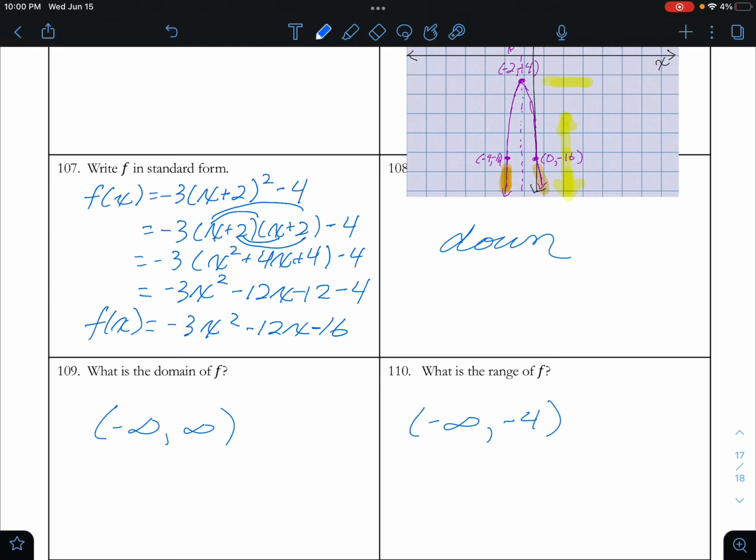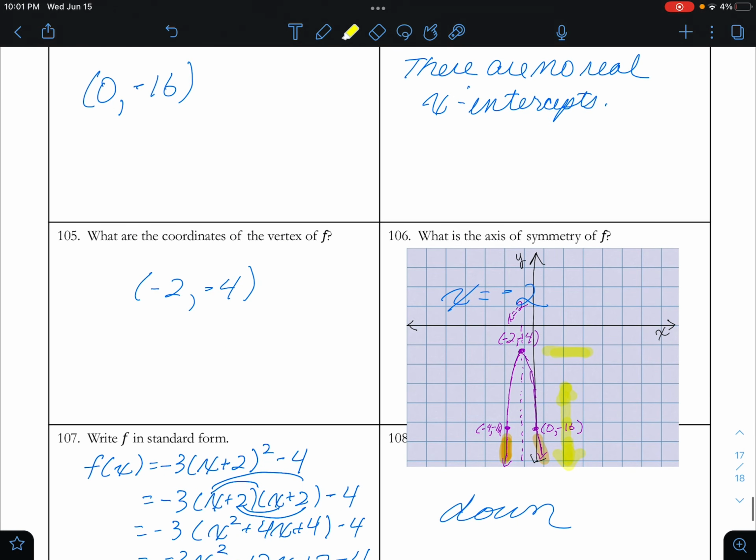And there's no way of simplifying this any further. There's no common factors or greatest common factors. This here is my standard form. I did it. That was everything.